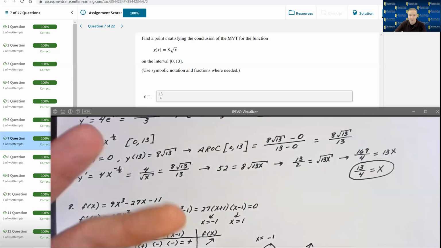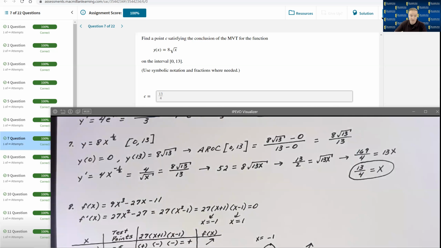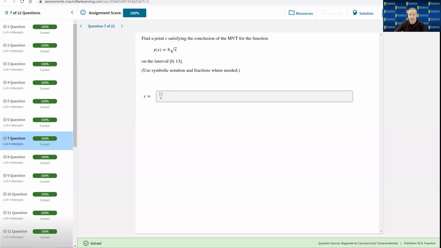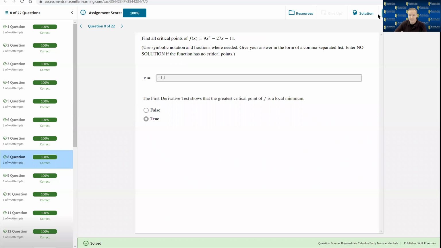Now, number 8 starts the problems that will continue through the rest of the section. They all talk about the first derivative test. And the first derivative test is just saying that whenever a derivative is positive, you know the original function is increasing. Whenever a derivative is negative, you know the original function decreases. Whenever the derivative is equal to 0, you have a critical point. Those critical points could be a maximum, a minimum, and it could be an inflection point. It might not be a maximum or a minimum.